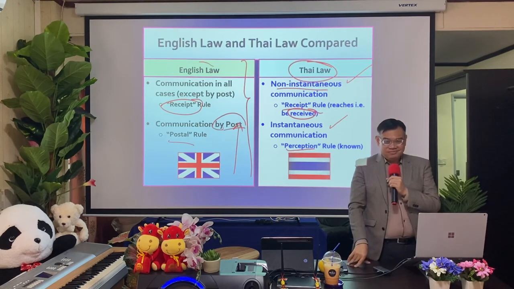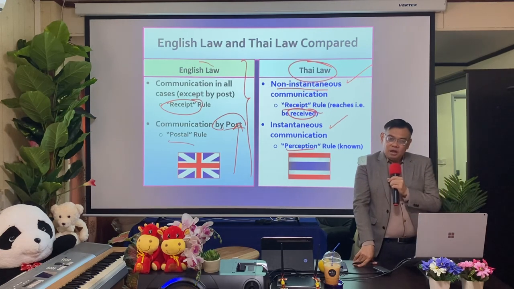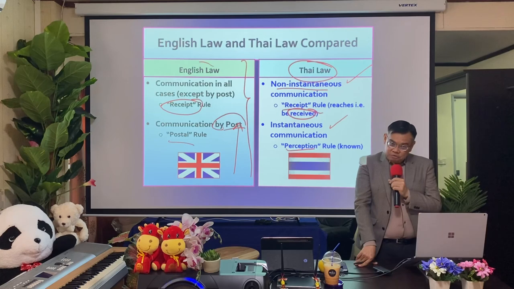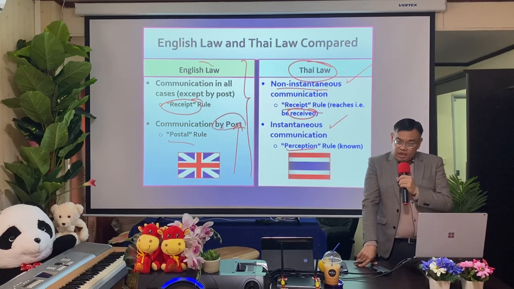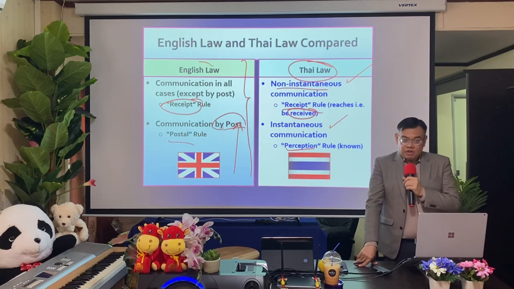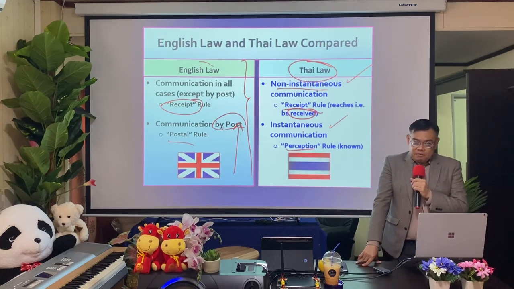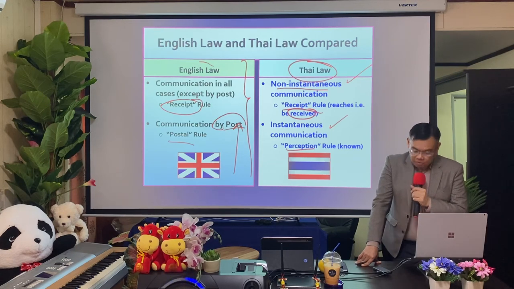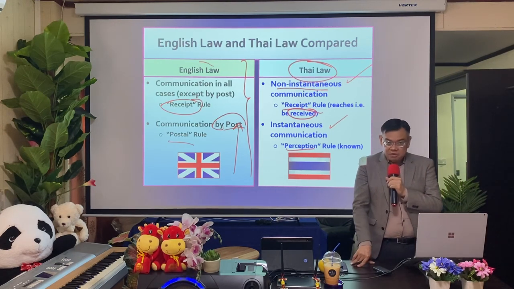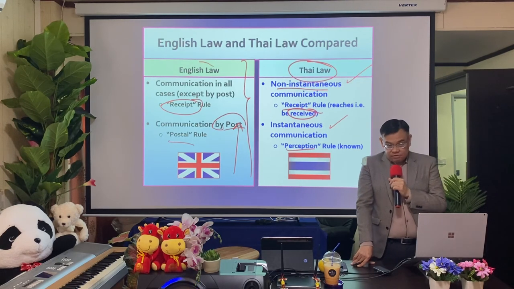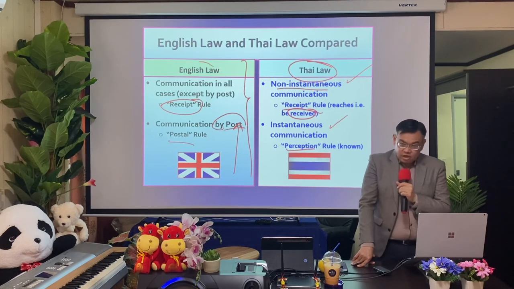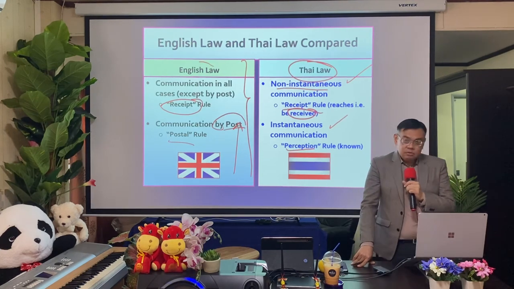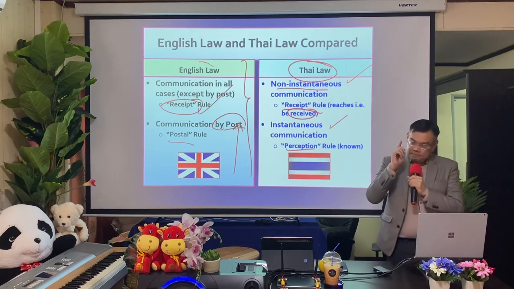By post here, it means by the Royal Mail service. Nowadays, we have also witnessed companies that run businesses carrying letters or parcels. In this case, it might not be considered communication by post in the eyes of English law. So if somebody makes an acceptance through that delivery service, not the Royal Mail service, that may be subject to just the receipt rule, the default rule, not the postal rule, okay?